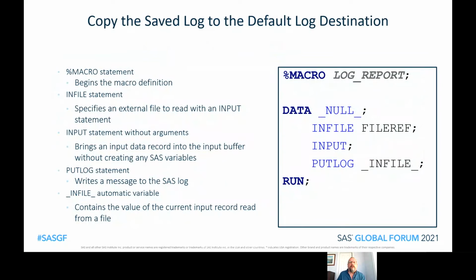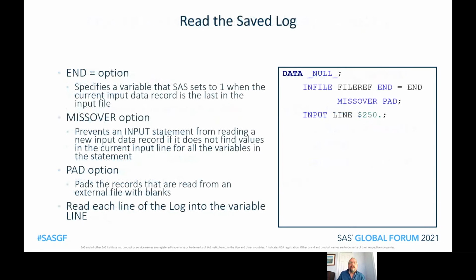Let me go into the nitty-gritty of the macro for you. All macros start with a percent macro statement. Then I use a data _null_, because I don't need to actually create a SAS data set. I'm going to be reading in from an external file, and I'm using an input statement without any arguments, so it just grabs the whole record. Then I'm putting it back into the log so you actually have the results of the program so that you can see it.